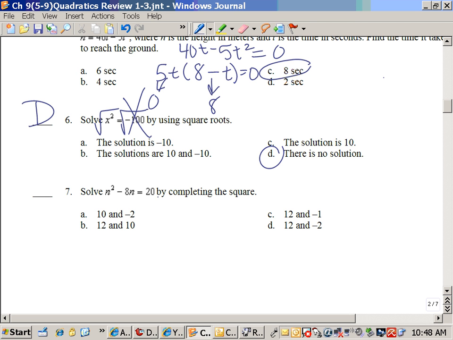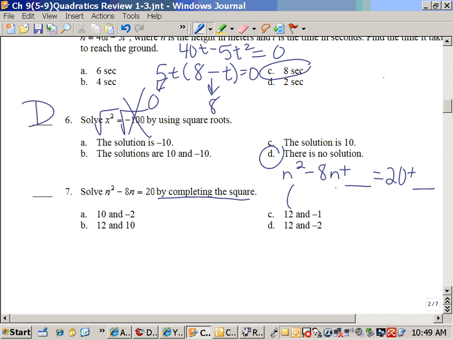Number 7, most of you did not complete the square. I'm going to count it wrong. Even if you do it by a wrong method, I'm going to count it wrong. Complete the square. I need to put my complete in, which means I need to put the zeros.